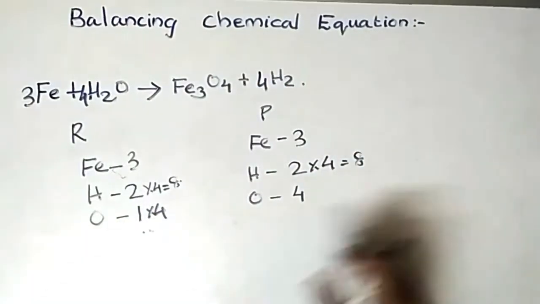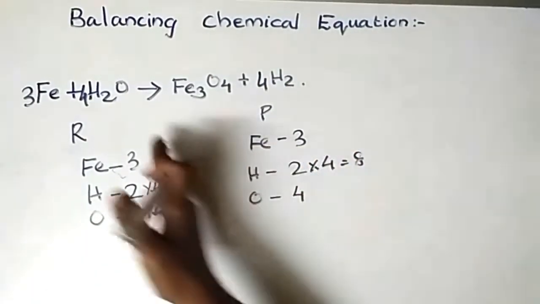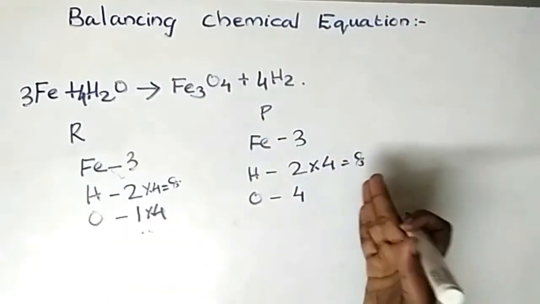So, finally, the equation is balanced. We have an equal number of atoms on both the reactant and product sides.